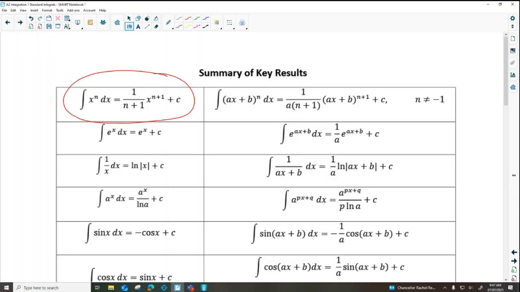At the moment, this is the only integration rule that you know. To integrate x to the n, you increase the power by 1 and divide by the new power. It's worth bearing in mind that this rule does not work when n is -1, so that requires n to not equal -1, because then n plus 1 would be 0. All of the remaining rules we will cover during the purposes of this pack.